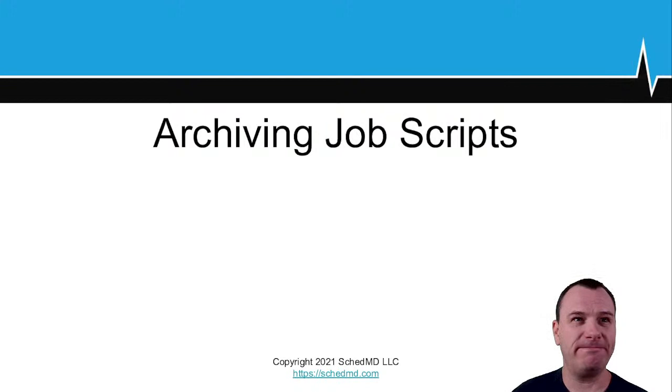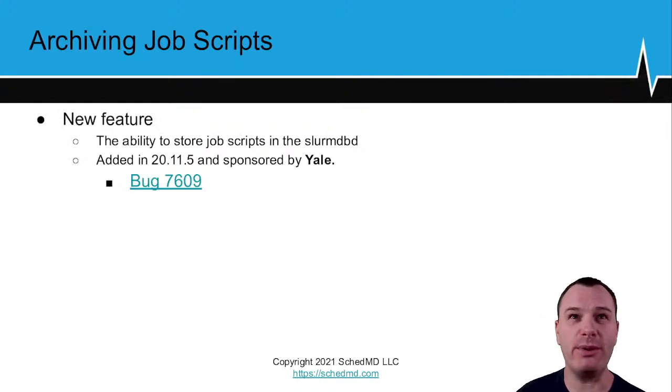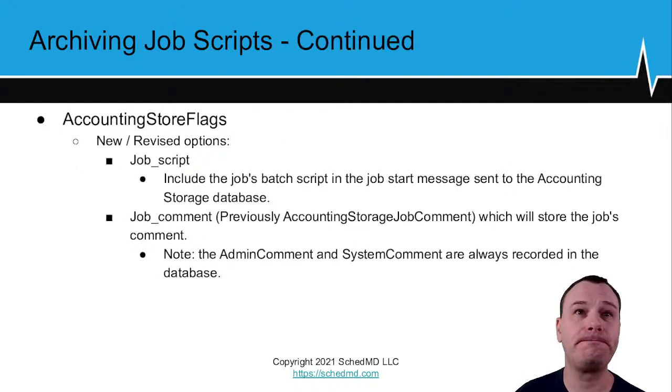Archiving job scripts. Slurm now supports the ability to archive job scripts into the Slurm database. If your site is on 20.11.5 or later, you can take advantage of this today. This was sponsored by Yale, and more detail can be found in our documentation. There are a few changes you need in your configuration to support this, which I will go over.